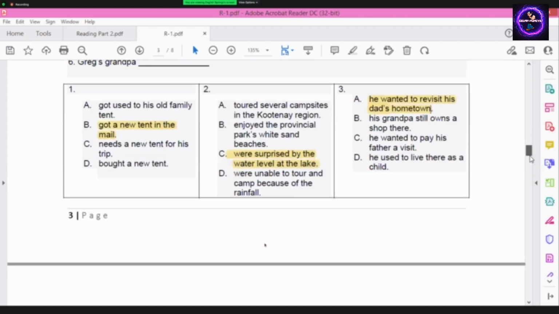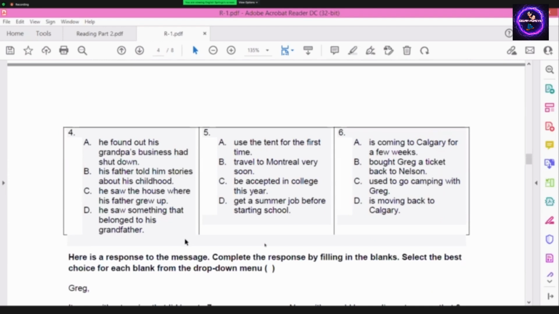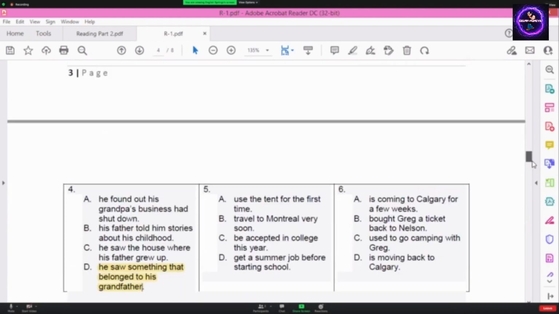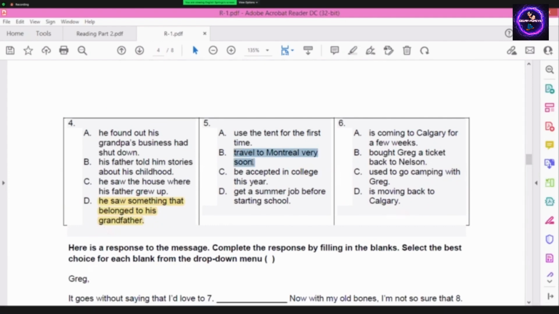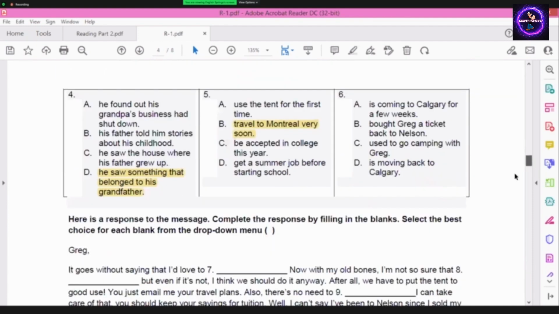He became emotional when... Option D, ma'am. He saw something that belongs to his grandfather. The decoration, I mean, the store sign was decorated. Yeah. Greg is hoping to... B, travel to Montreal very soon. That's where his grandfather lives. Yes, correct. And Greg's grandpa used to go camping with Greg. As a child, they used to go camping, and once he shifted to Montreal, they are not able to go. That's right. Used to go camping.